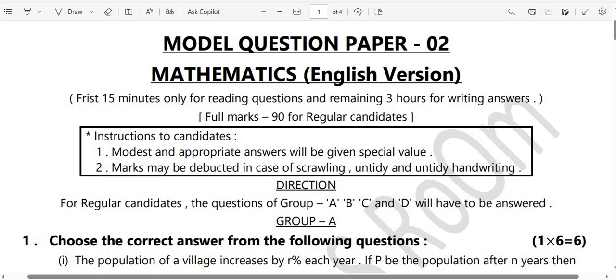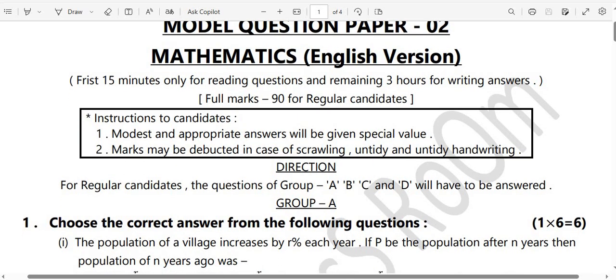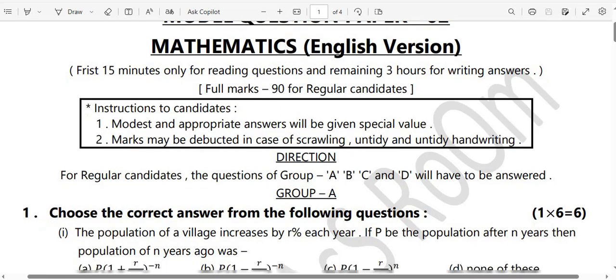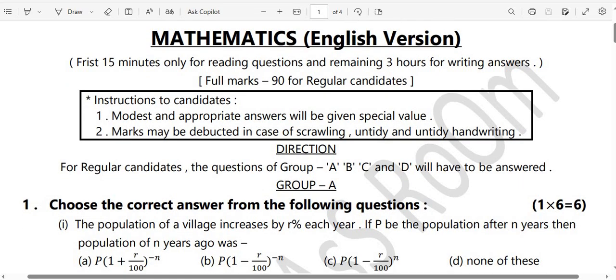First 15 minutes only for reading questions and the remaining 3 hours for writing answers. Full marks 90 for regular candidates. Instruction for candidates: 1. Modest and appropriate answers will be given special value.